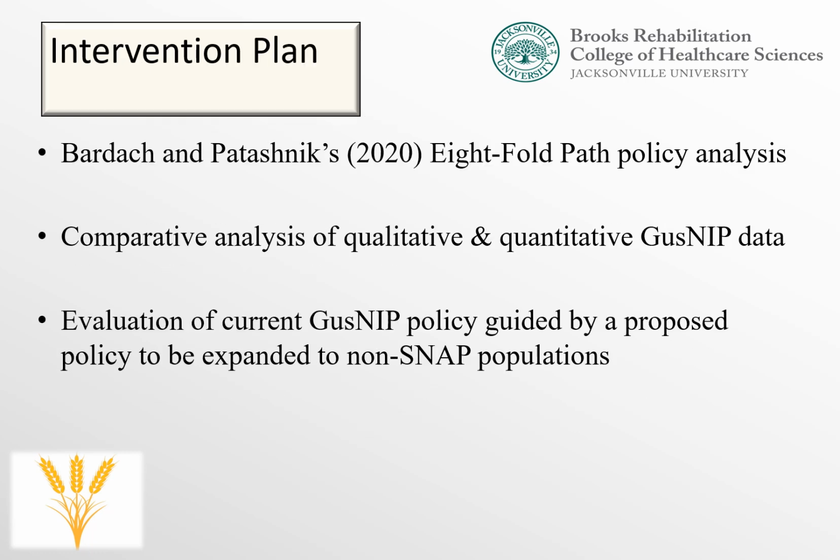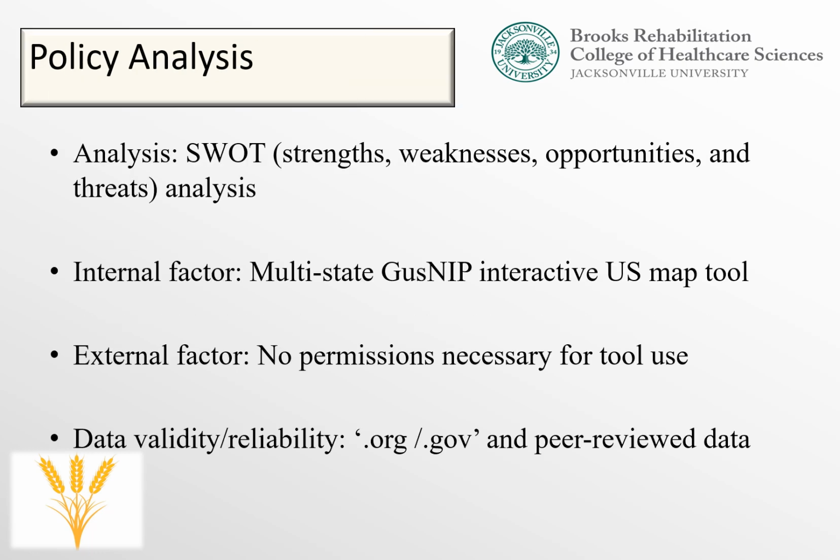The intervention plan. The intervention plan would involve Burdick and Potashnick's eightfold path policy analysis, comparative analysis of qualitative and quantitative GusNIP data, and evaluation of current GusNIP policy guided by a proposed policy to be expanded to non-SNAP populations. Policy analysis. The policy analysis was the SWOT analysis: the strengths, weaknesses, opportunities, and threats.